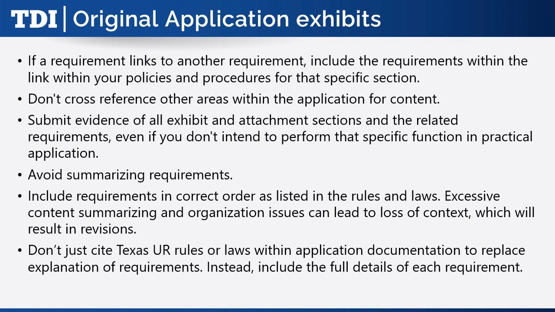Submit evidence of all exhibit and attachment sections and the related requirements, even if you do not intend to perform that specific function in practical application. For example, even if you don't intend to perform UR for adverse determination appeals, you must still include the related exhibits and requirements. You may explain that you intend to delegate that function, but that both you and your delegate will follow all requirements and then list all the requirements for that section.